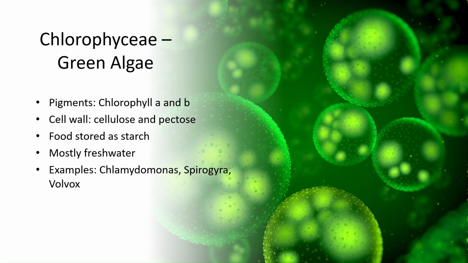So Chlorophyceae, the first one, is also called green algae. The pigments present in this algae are mainly chlorophyll A and B. The cell wall of this algae is made up of cellulose and pectose. Food is stored as starch, and they are mostly freshwater. Examples: Chlamydomonas, Spirogyra, Volvox.